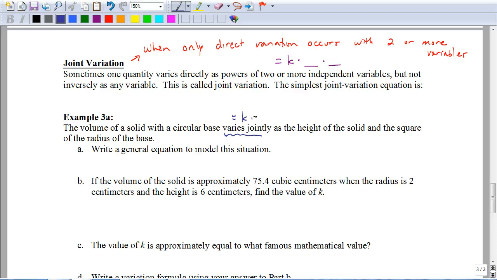So let's look at doing this problem. It says the volume of a solid with a circular base varies jointly as the height of the solid and the square of the radius of the base. Sounds like a mouthful, but let's break it down and make it a little easier. So we have the volume, V equals, varies jointly. So when you see that phrase varies jointly, don't forget there's a k involved. So it'll be k times the height of the solid, so h, and the square of the radius of the base, so times the radius squared.